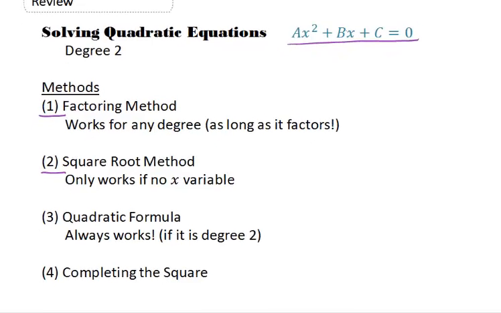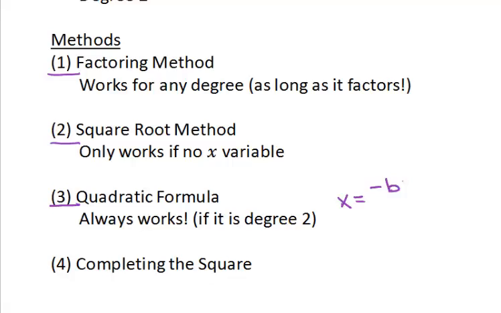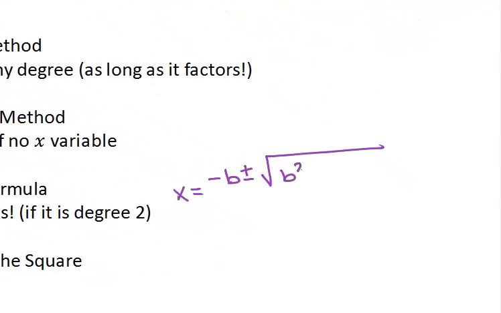And the last method that we already know is the quadratic formula. The quadratic formula method will always work if it is a degree 2 or a quadratic equation. And that formula is x equals negative b plus or minus square root b squared minus 4ac all over 2a. And if you have a hard time remembering that formula, I suggest you sing it to Pop Goes the Weasel.